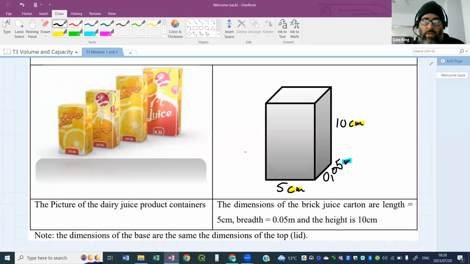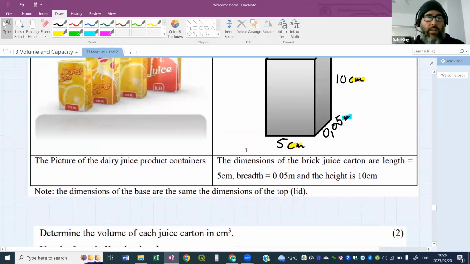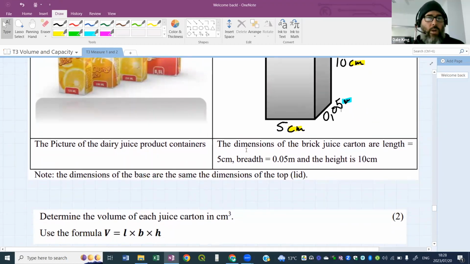The dimensions of the top. Yes, so they're saying the base is the same as the top. That's fine, I'm happy with that. It's a rectangular prism. Has to be like that. Okay, here comes question 1.